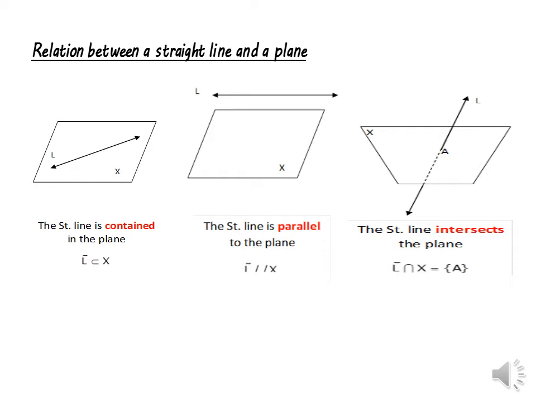Relation between a straight line and a plane: the line may be inside the plane, that means the line is contained in the plane, L subset of X; or the straight line may be parallel to the plane, L parallel to X; or it may intersect the plane at a point, like L intersect X at point A.